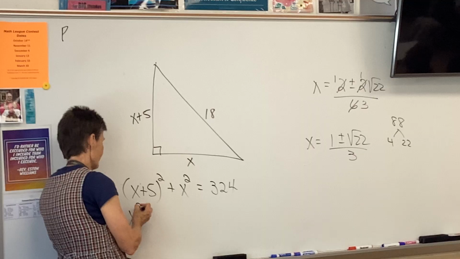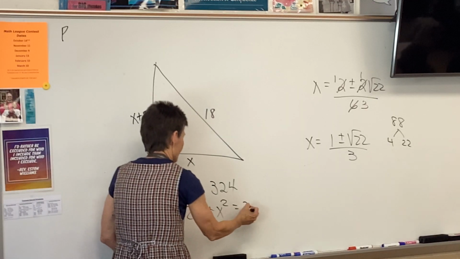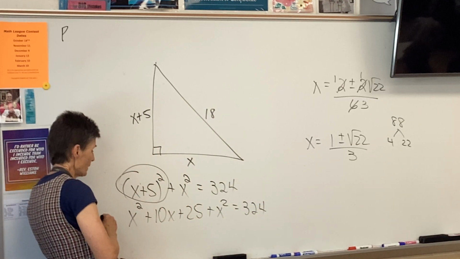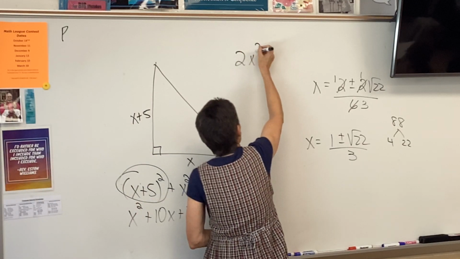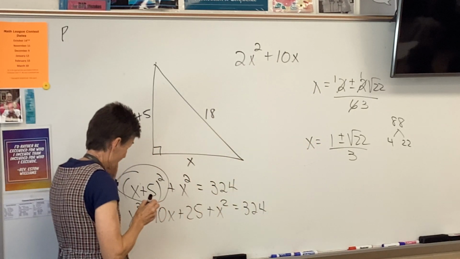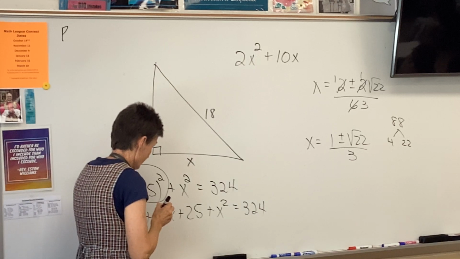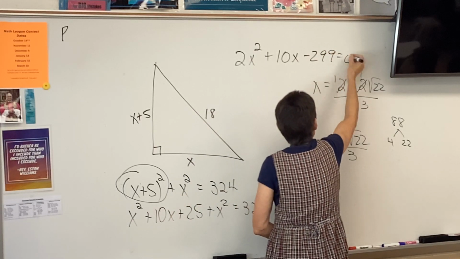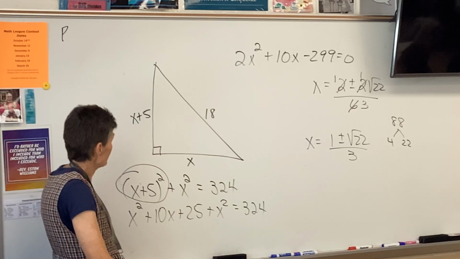FOIL. FOIL right here. Please, please, please don't get crazy. That's a FOIL. 2x squared plus 10x, minus 299 equals 0? Don't finish that. Yuck, yuck, yuck.